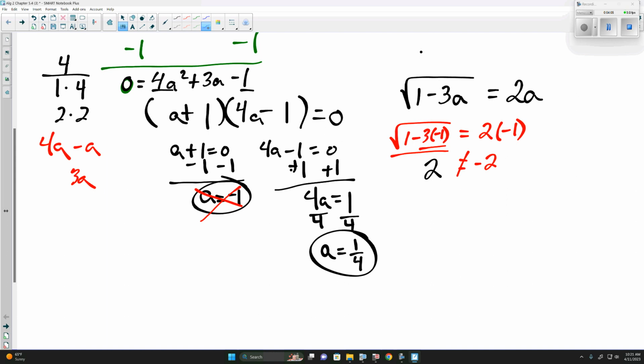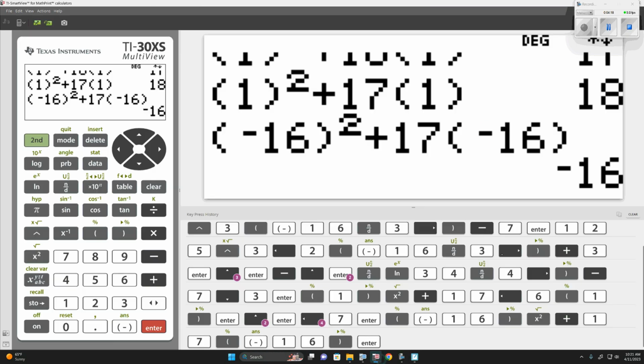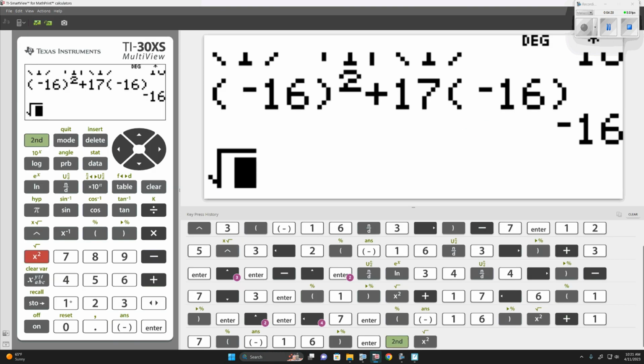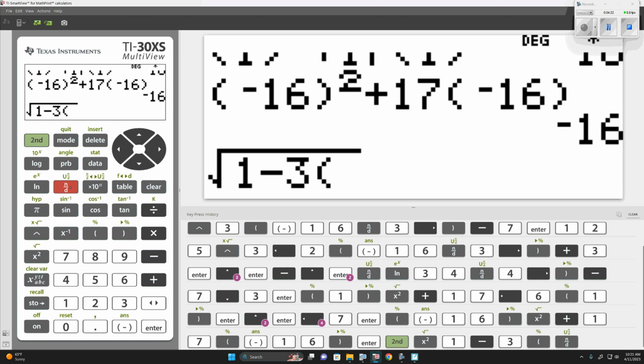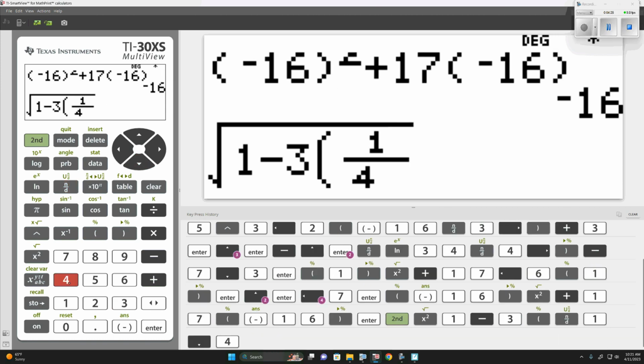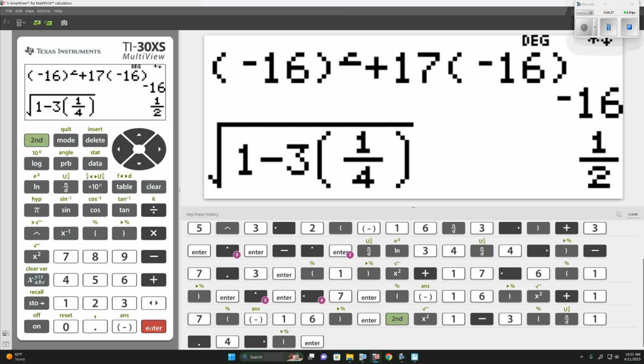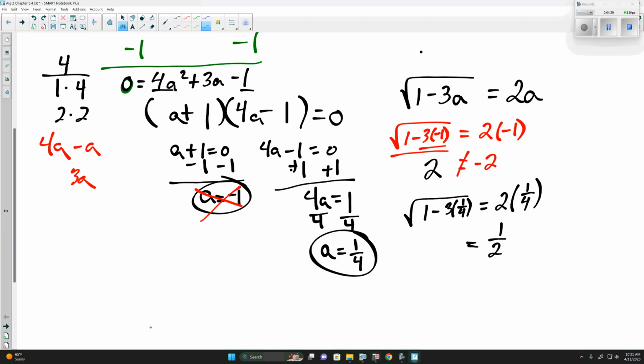Now with 1/4, 1 minus 3 times 1/4 is equal to 2 times 1/4. Well, 2 times 1/4 is 1/2. Second, square root of 1 minus 3 times 1/4 is indeed a half. So a half equals a half, so our only answer is a equals 1/4.